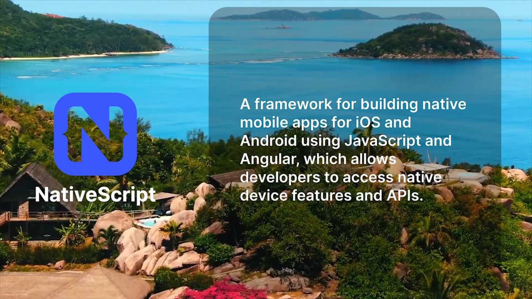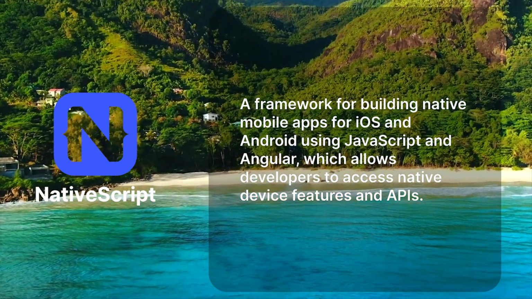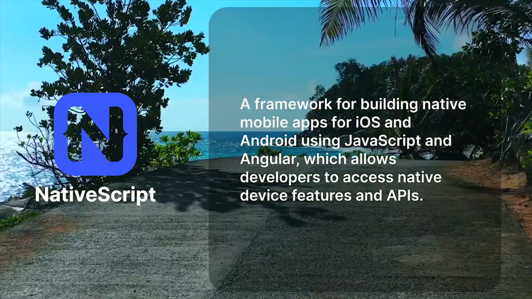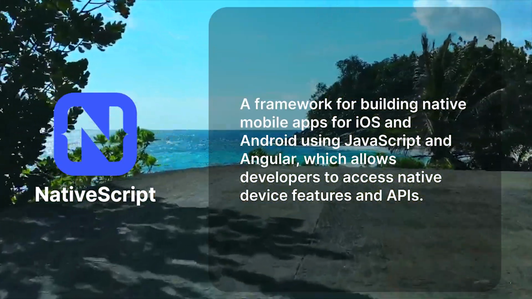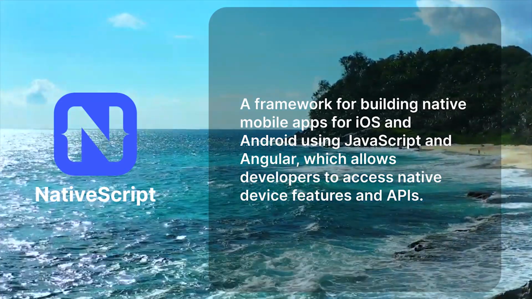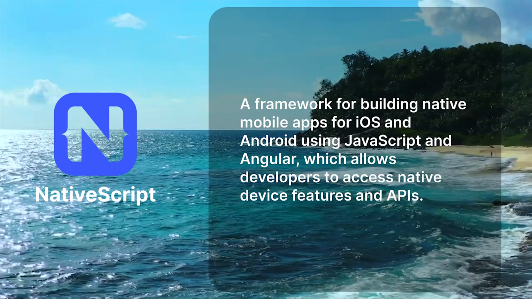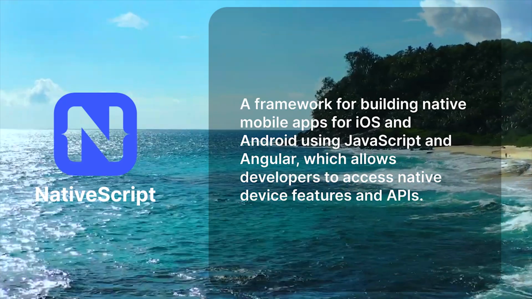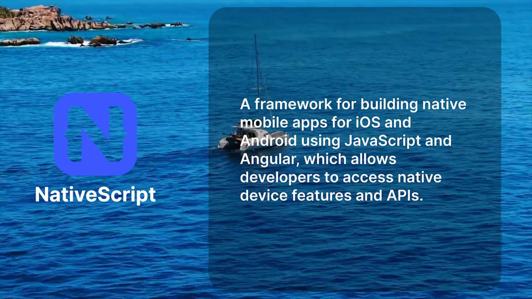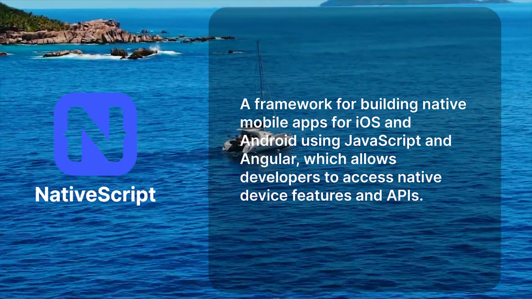The next one we're gonna go to is NativeScript. NativeScript is like a native language translator, to simply put it. It is a framework for building native mobile apps for iOS and Android using JavaScript and Angular, which allows developers to access native device features and APIs. Similar to React Native, but not really. Yeah, so it's kind of something like that.